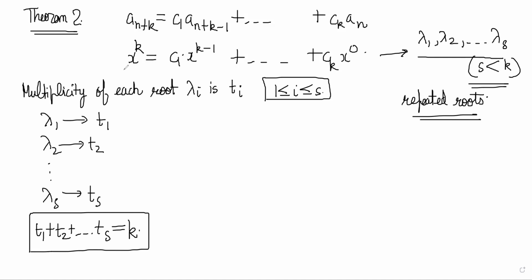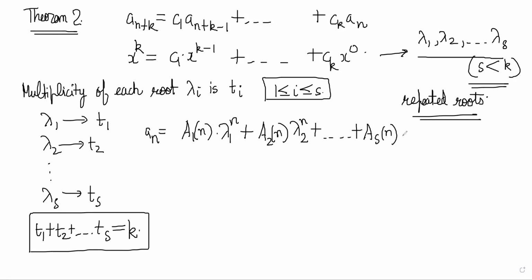In this case, the solution is not the simple solution that we had in theorem 1. In this case, an will be given by a1 as a function of n multiplied by lambda 1 power n plus a2 as a function of n multiplied by lambda 2 power n, so on till as as a function of n and lambda s power n. So this right now looks very similar to the previous solution, but remember earlier these were constants a1, a2, ak, right? Now we have functions of n here, right? So what is this function of n?